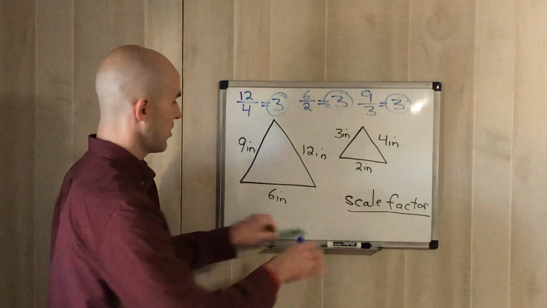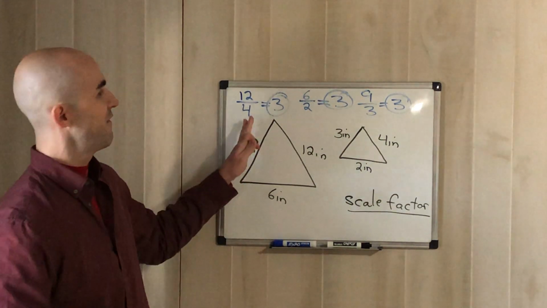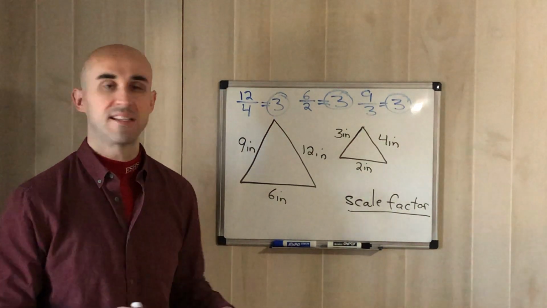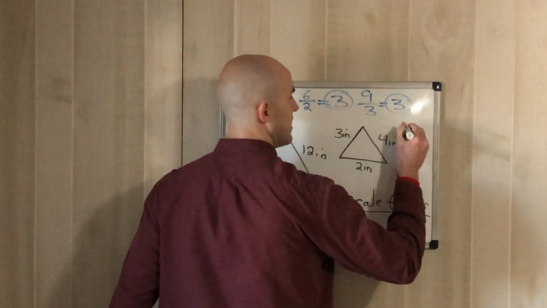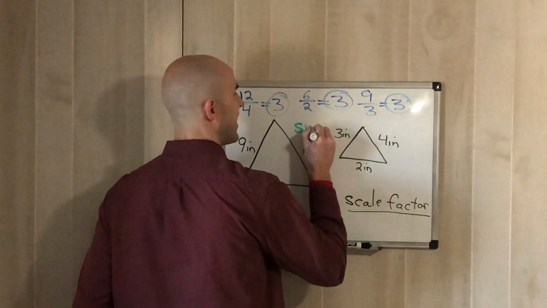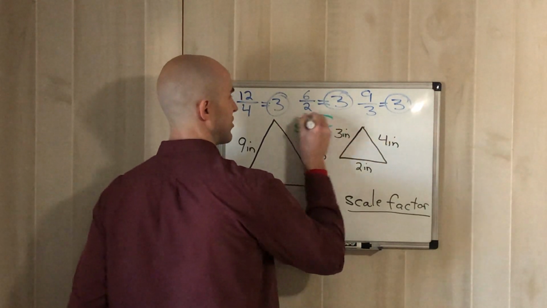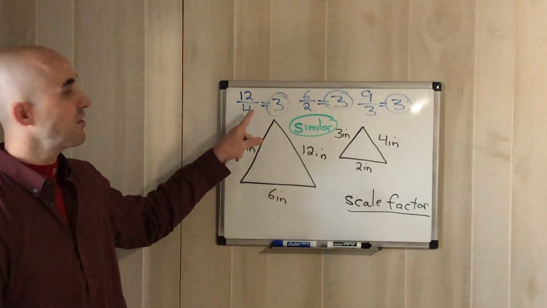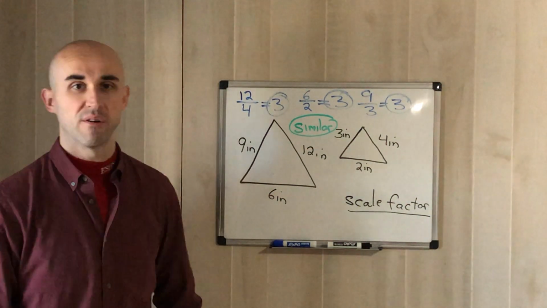And so looking at those two, the fact that they're all the same exact scale factor automatically tells us that these figures here would be similar. And that's how you actually calculate whether figures are similar or not. It's by calculating the scale factors. If the scale factors are all the same, they're similar, right?